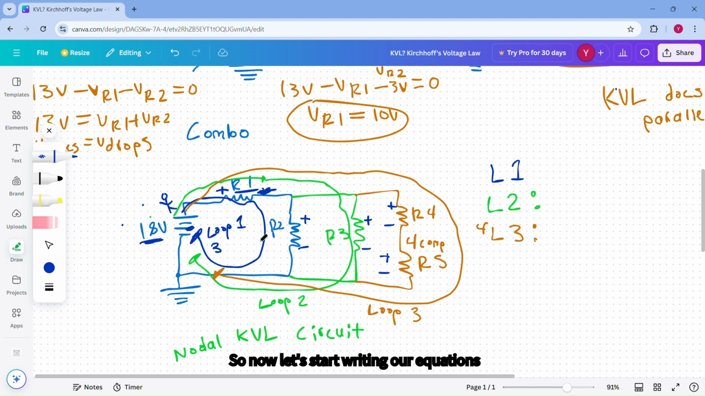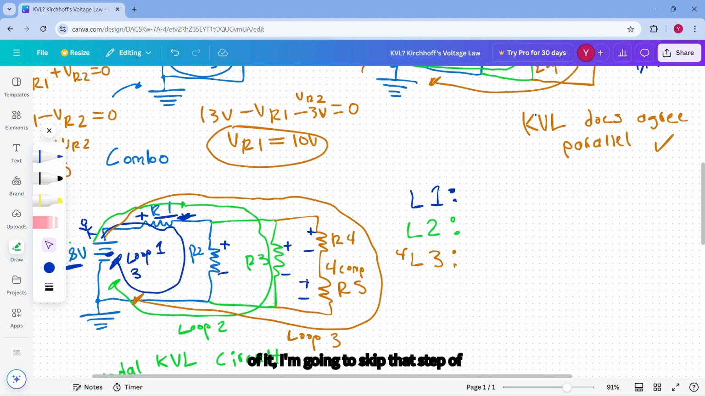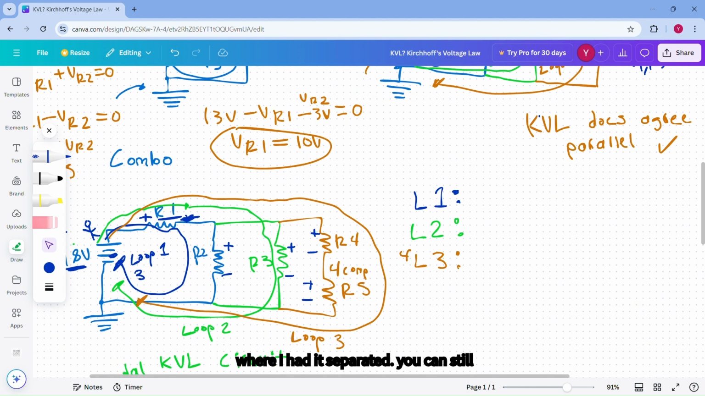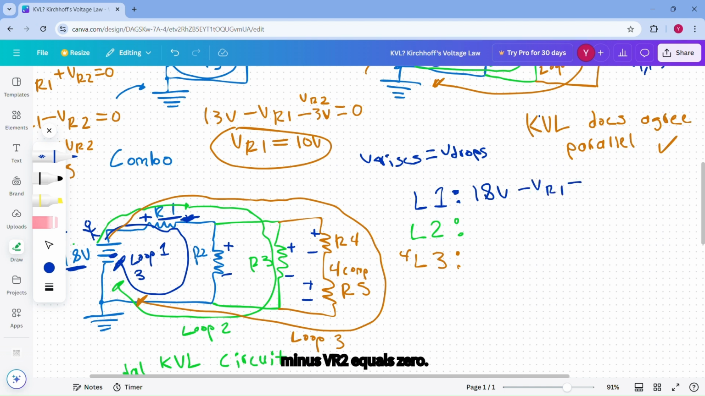So now let's start writing our equations down for our loop 1. Now that I'm starting to get the hang of it, I'm going to skip that step where I had it separated. You can still do whatever is most comfortable to you, whether that's voltage rises equals voltage drops, or having them all start as positive and then thinking about current. Here, I'm going to say, okay, I have my 18 volts and I have 3 components for my loop 1. I'm saying minus VR1 minus VR2 equals 0.